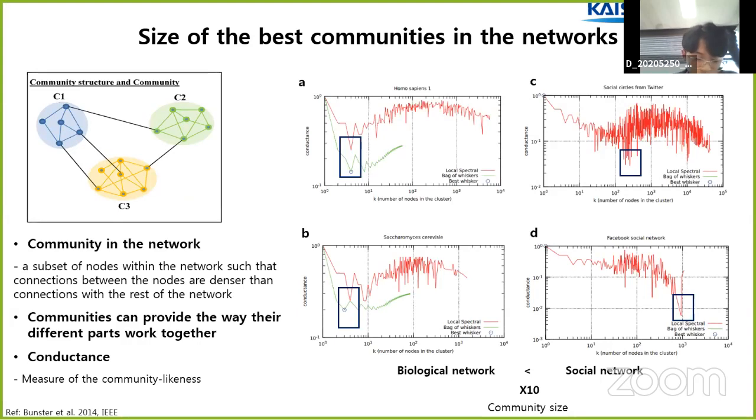Then are there any differences in terms of the network structure? The paper in 2014 suggested that there are structural differences in terms of network community profile. In the left figure, the community, which can be called a cluster, means a subset of nodes within the network such that connections between the nodes are denser than connections with the rest of the network. Communities C1, C2, and C3 are densely connected internally and sparsely connected with the rest of the network.